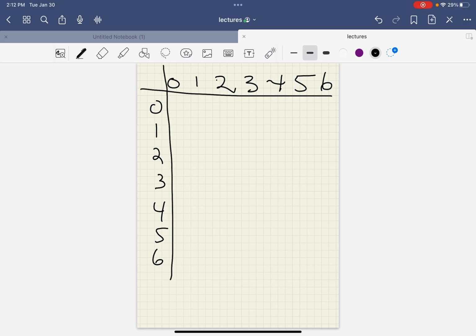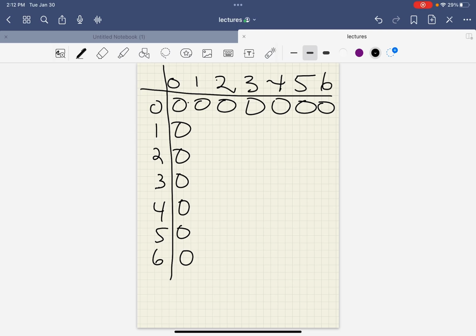Now if you multiply 0 times 0, it's 0. Times 1 is 0. Times 2 is 0. All the way across, these are zeros. And the same thing here: 1 times 0, 2 times 0, 3 times 0, 4 times 0. So this column, or this row, is also zeros. Now when you come to here, 1 times 1 is 1. 1 times 2, 1 times 3, 4, 5, 6.